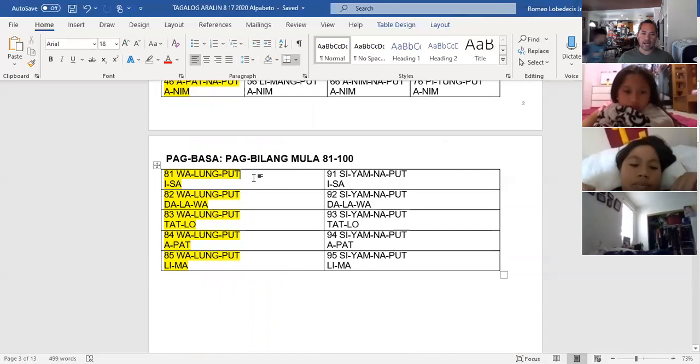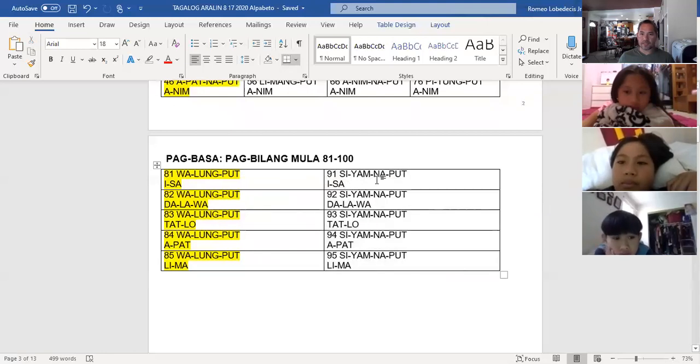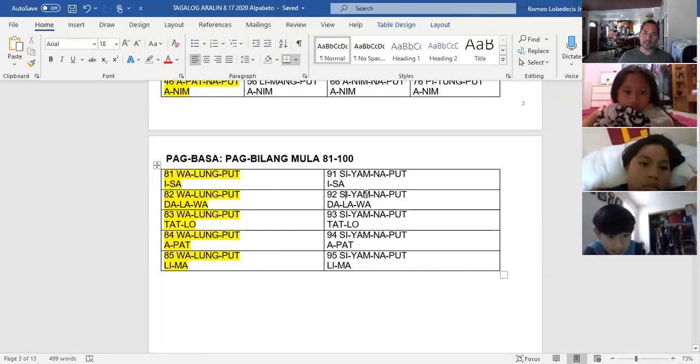Okay? Ariel, bilang. Walong po isa, walong po dalawa, walong po tatlo, walong po apat, walong po lima. Okay, Ito, number 91. Siyam na po isa. Okay, ulit. Siyam na po isa. Siyam na po dalawa. Siyam na po tatlo. Siyam na po apat. Ulit. Siyam na po lima.